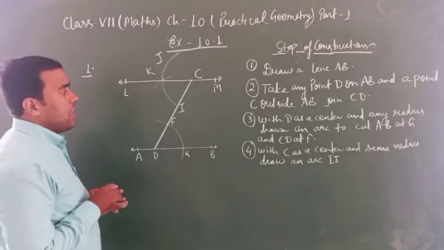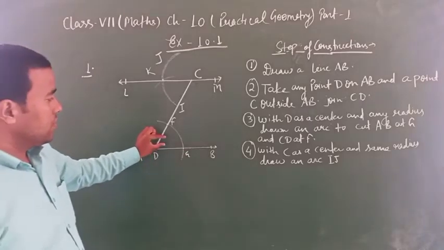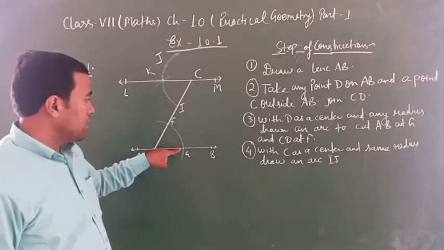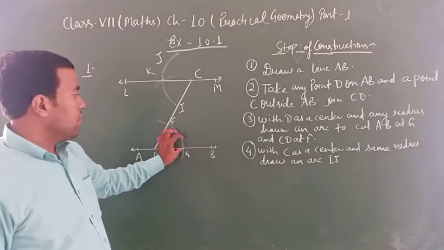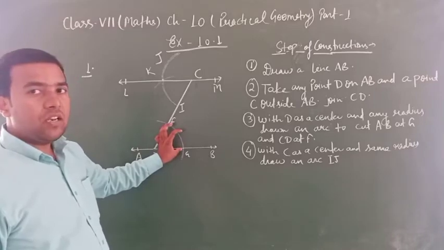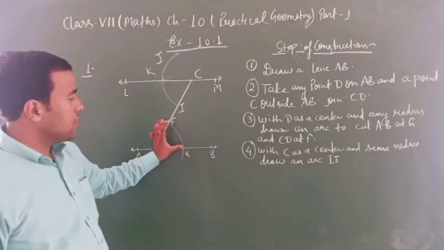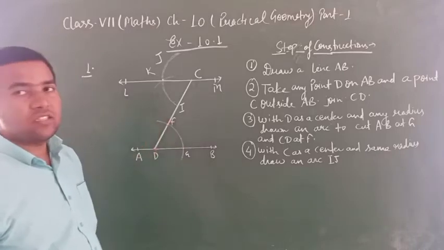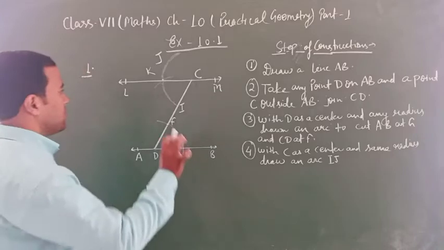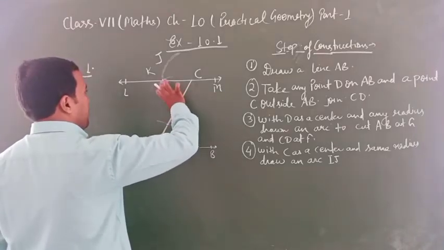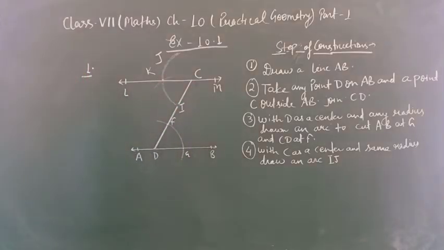After that, from your compass, you will keep the tip of the compass at G and the tip of the pencil at F. Clear? So whatever measurement is here, that measurement we will take from the compass, and with the same radius from I we will cut at K. Clear? Then we will join CK.